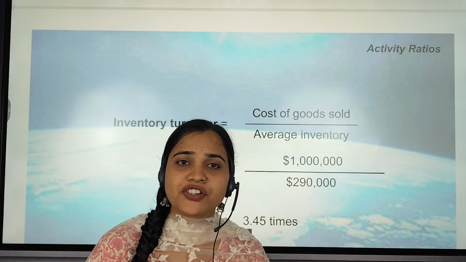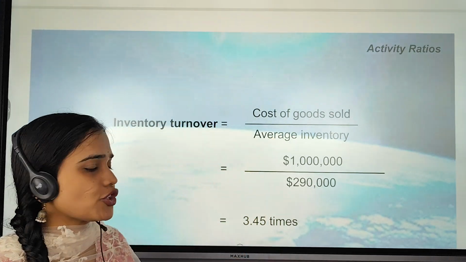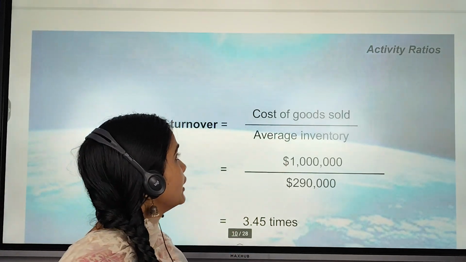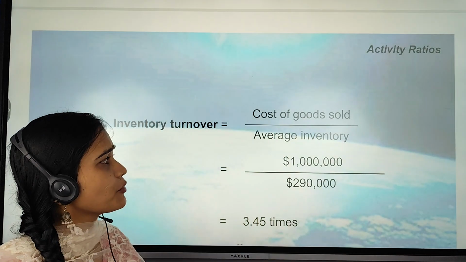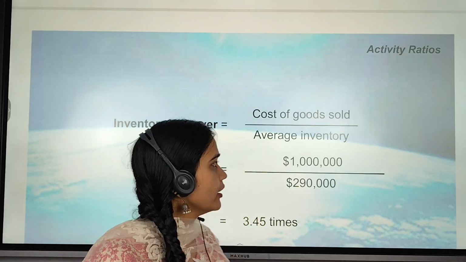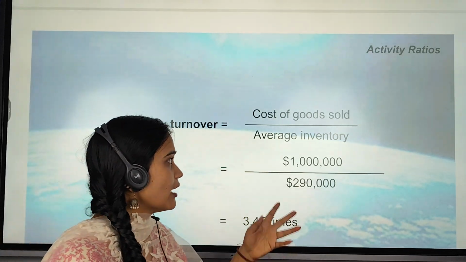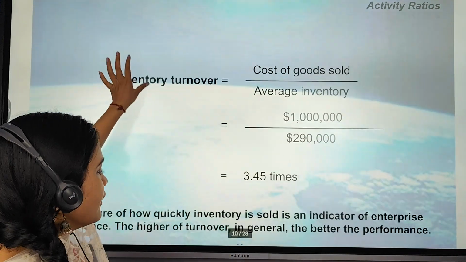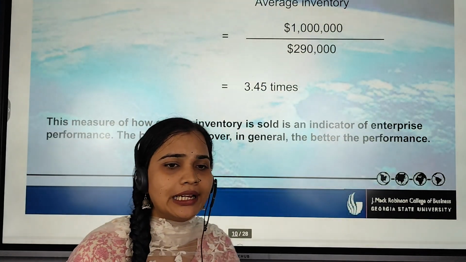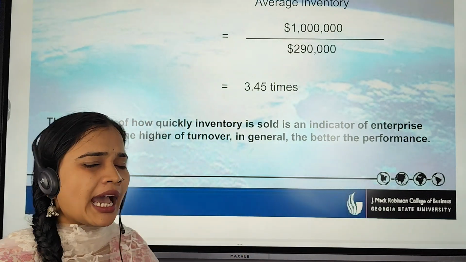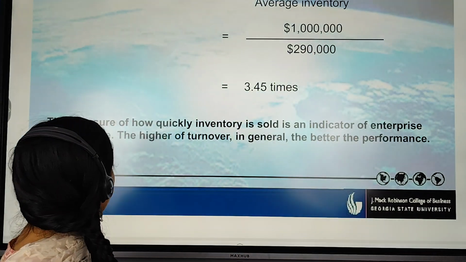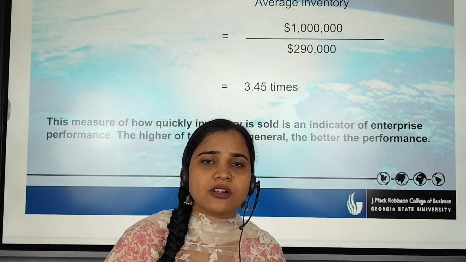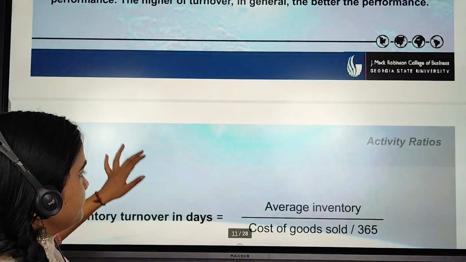Next, that is our inventory turnover ratio. In inventory turnover ratio, we calculate on the basis of given data. We have seen the formula for calculating inventory turnover ratio: cost of goods sold upon average inventory. We have given 1 lakh as COGS upon average inventory of 2,90,000, that is 3.45 times. This measures how quickly inventory is sold in any organization, and it is a good indicator of an enterprise's performance, that the higher the turnover in general, the better the performance for that organization.